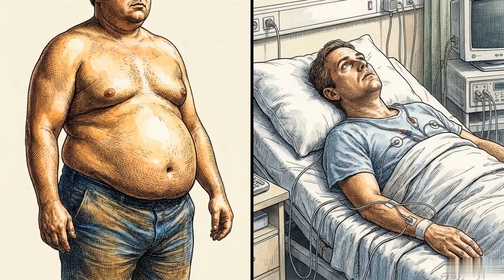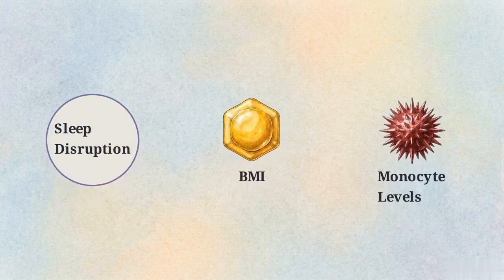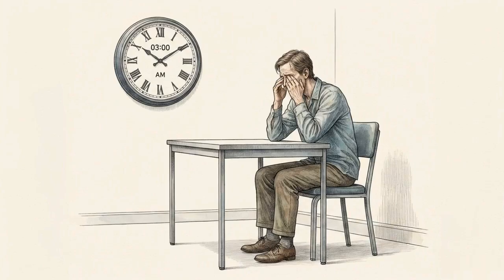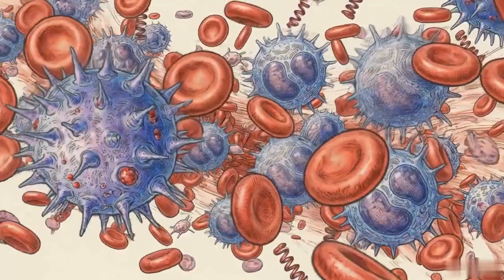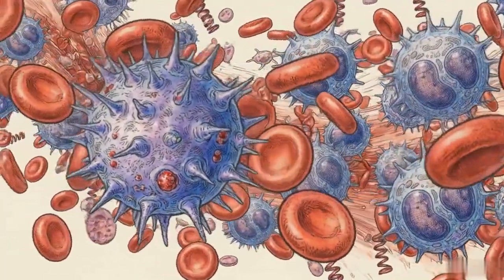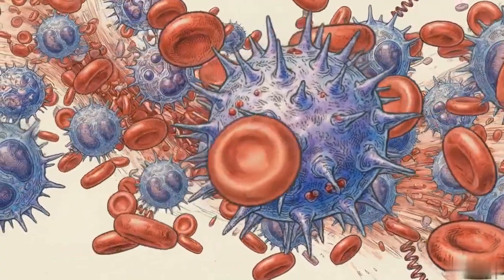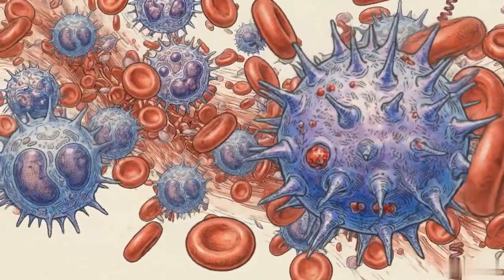Because obesity correlates with both higher BMI and worse sleep, researchers had to isolate the trigger. Mediation analysis proved that sleep disruption drives these monocyte levels independently of a patient's body mass index. To confirm this, researchers subjected 5 healthy, lean individuals to a strict 24-hour total sleep deprivation protocol. After 24 hours awake, non-classical monocyte levels spiked immediately. These levels reverted to baseline only after the subjects obtained 2 full days of recovery sleep.